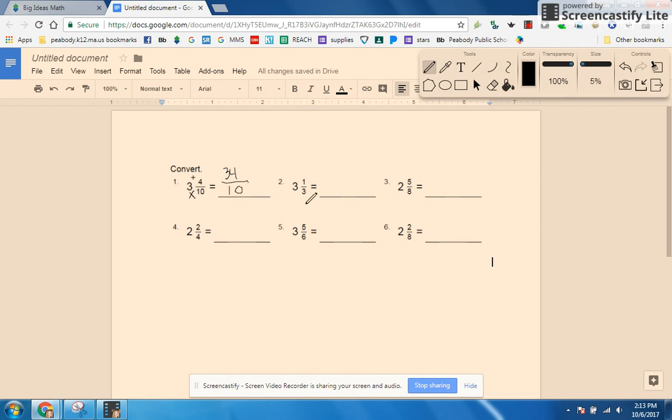Okay? The next one, same thing. Denominator times the whole number, which is 9, plus the numerator, which is 10. Denominator stays the same. One more example. Denominator times the whole number, add the numerator. 8 times 2 is 16, plus 5 is 21. Denominator stays the same. So I'm going to have you pause the video and try doing the other three on your own.